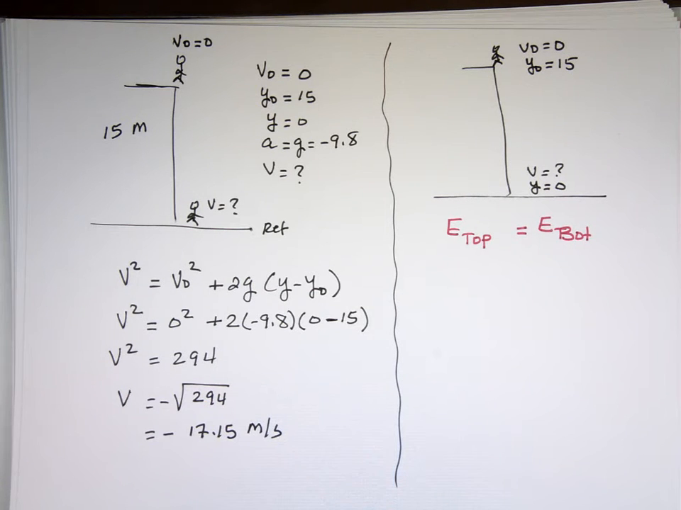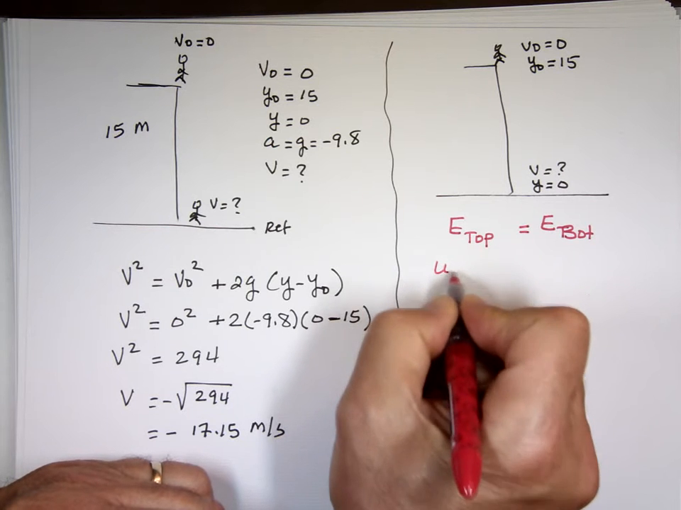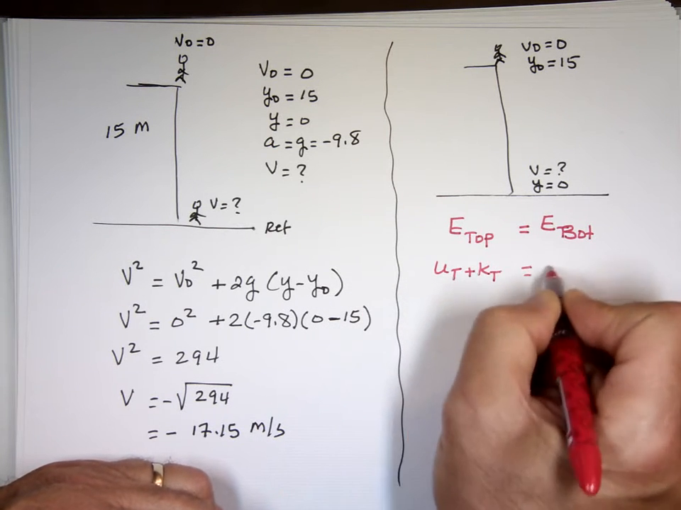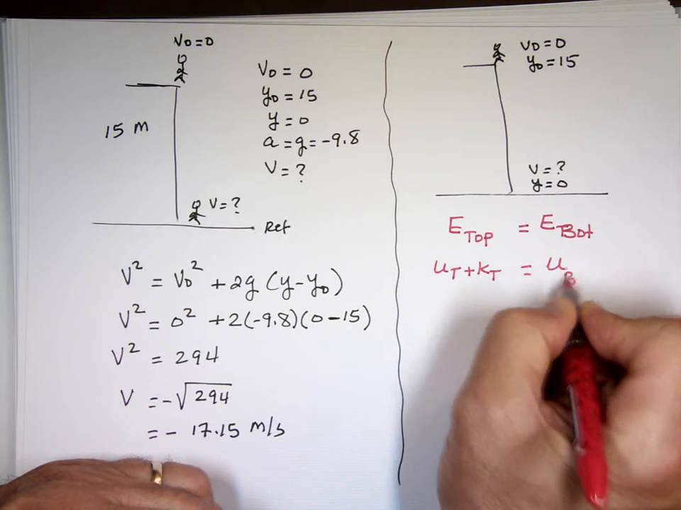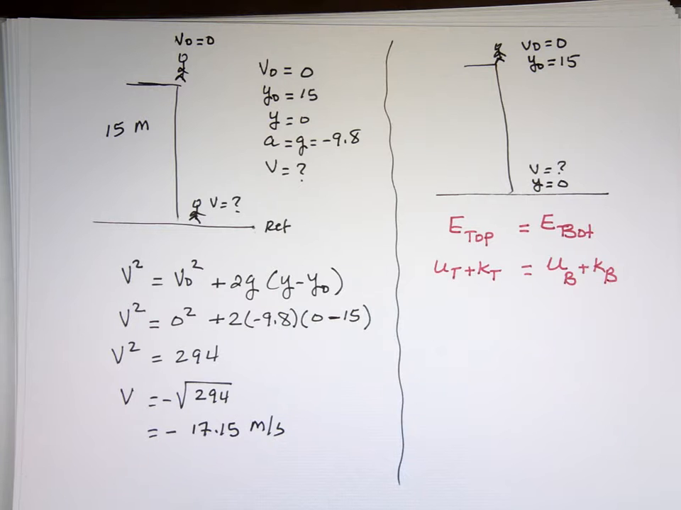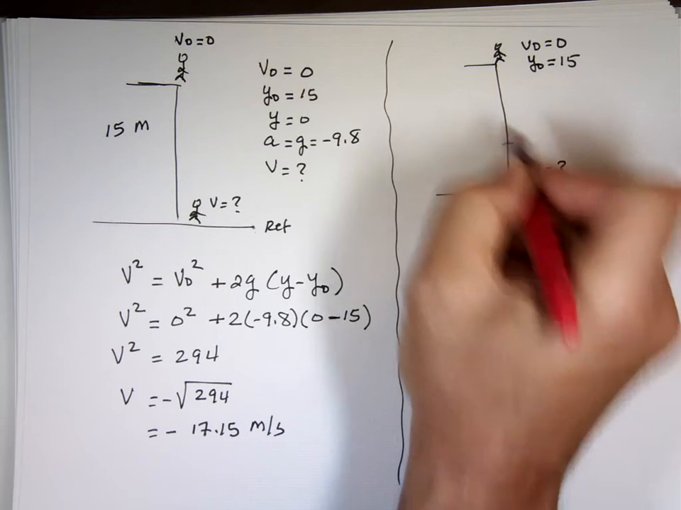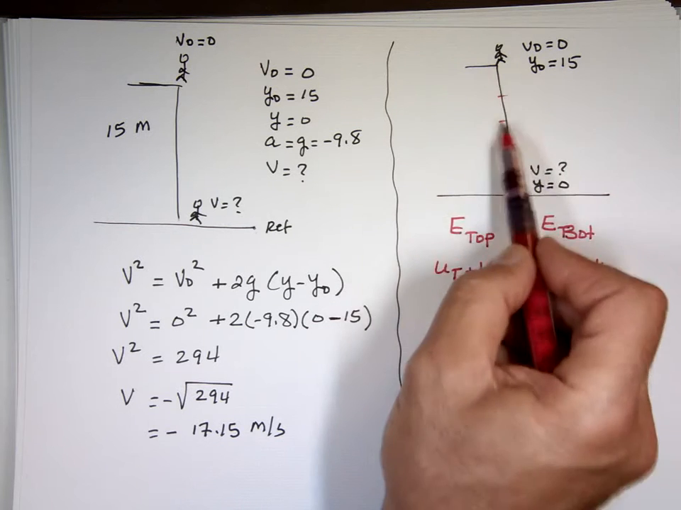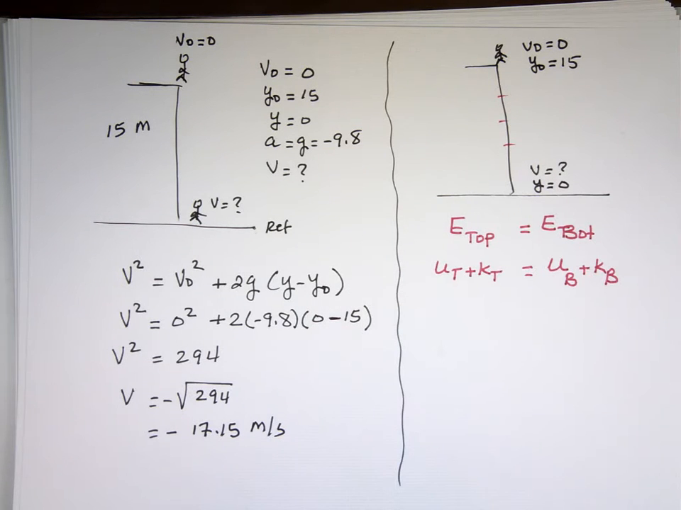If you calculate the potential at the top and the kinetic energy at the top, if you add them, it should equal the potential energy at the bottom plus the kinetic energy at the bottom when you have a conservative force. Anywhere along the path, at any spot along that, the sum of potential and kinetic will equal each other at any given point on that jump there.